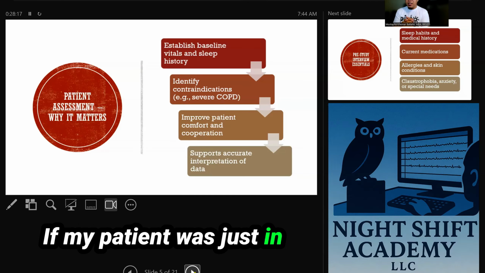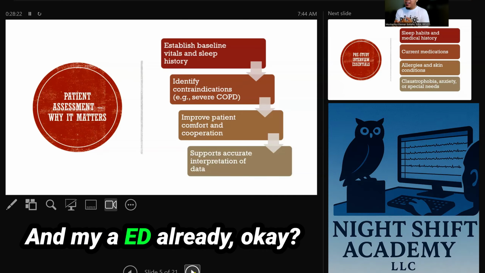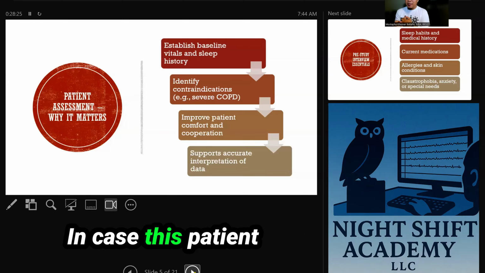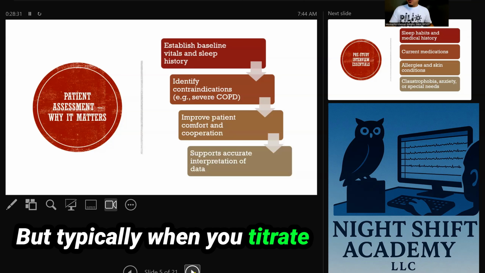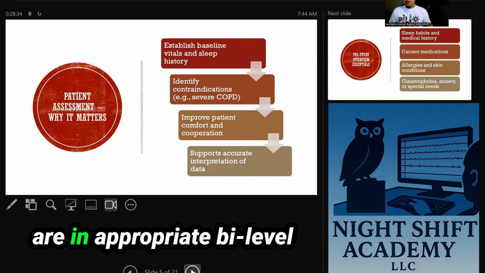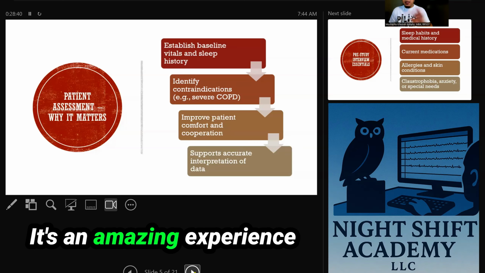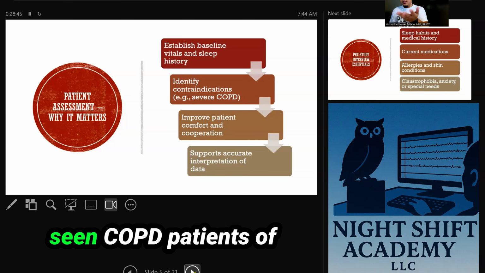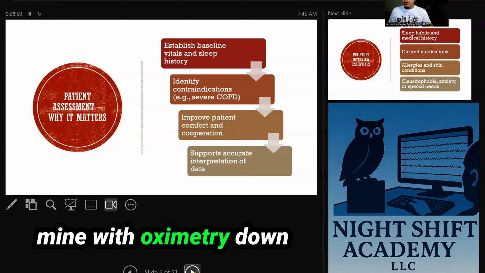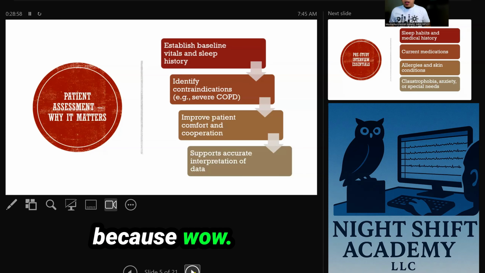If my patient was just in a hospital about 3 weeks ago, I will make sure I have my oxygen ready and my AED ready, okay, in case this patient ends up with any type of respiratory distress. But typically, when you titrate a COPD patient, when you are in appropriate bi-level pressure, then you actually help them that night. It's an amazing experience when you see this severe desaturations. And I've seen COPD patients of mine with oximetry down to the 40s, sometimes 39% oxygen saturation. It's mind-blowing because, wow, how can you live like that?